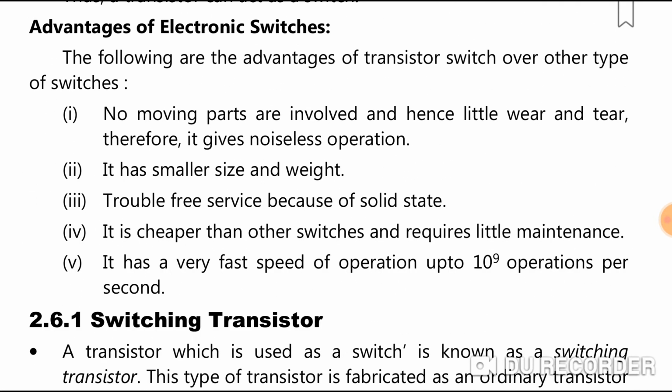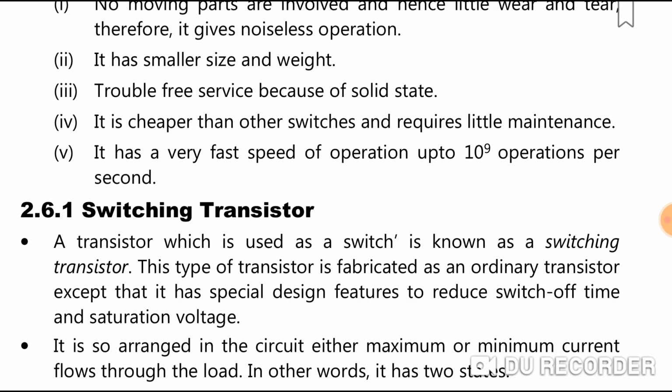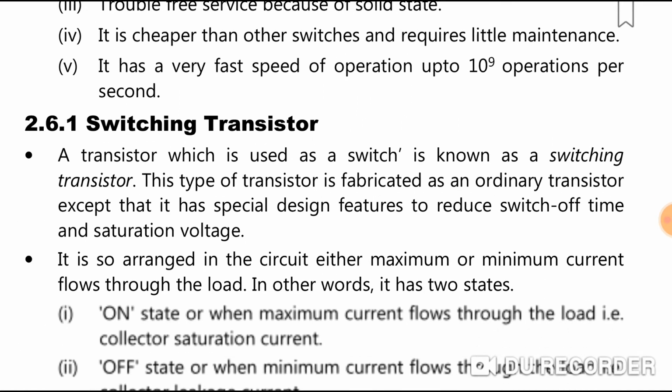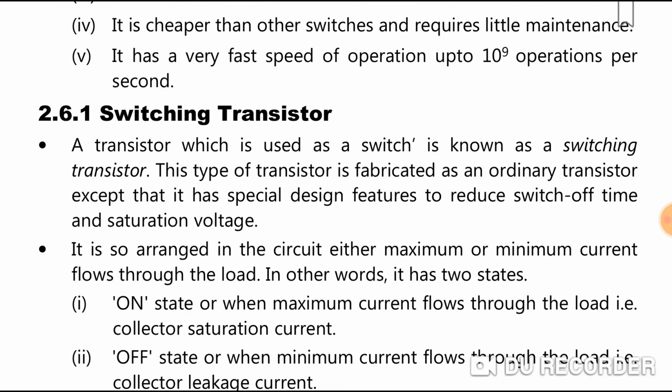Now the advantages of electronic switches. The following are the advantages of a transistor switch over other types of switches. No moving parts are involved and hence little wear and tear. Therefore it gives noiseless operation. It has smaller size and weight. Trouble-free service because of its solid state. It is cheaper than other switches and requires little maintenance. It has a very fast speed of operation, up to 10 raised to power 9 operations per second.